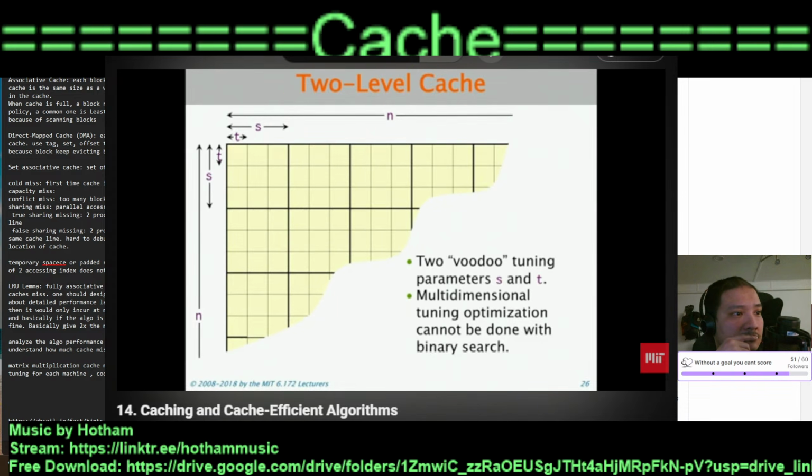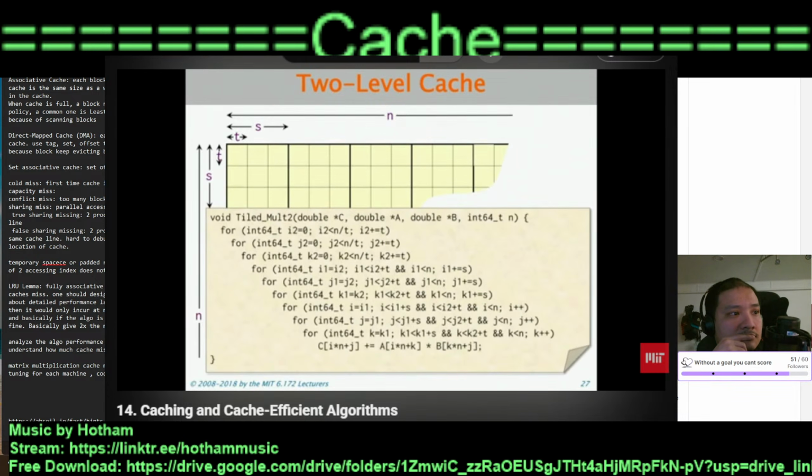And multi-dimensional tuning optimization can't be done simply with binary search. So if you're just tuning for one level of cache, you can do a binary search on the parameter S, but here you can't do binary search. So it's much more expensive to optimize here. And the code becomes a little bit messier. You have 9 for loops instead of 6.